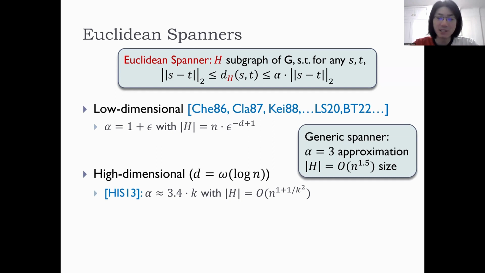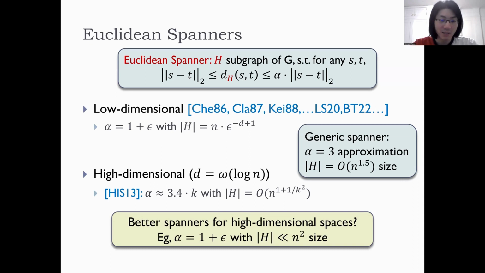If we compare to the generic spanner, which we introduced several pages ago, this bound for a small stretch alpha doesn't even beat the generic bound. So a natural question to ask is whether there exist better spanners for high-dimensional spaces. Particularly, we want the stretch to be 1 plus epsilon, and the size to be sub-quadratic.